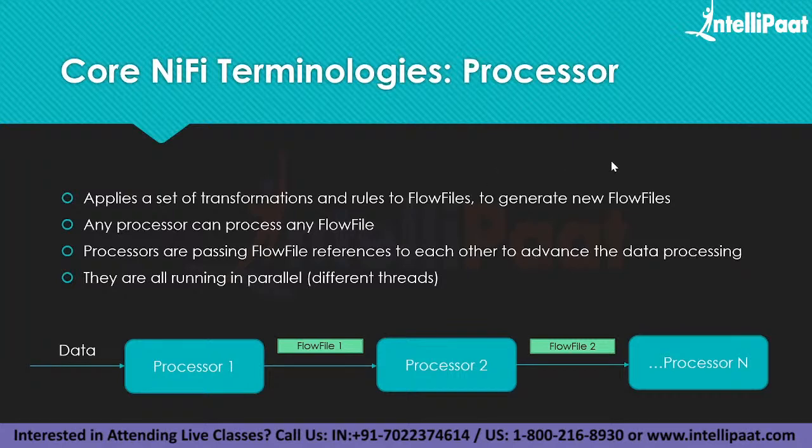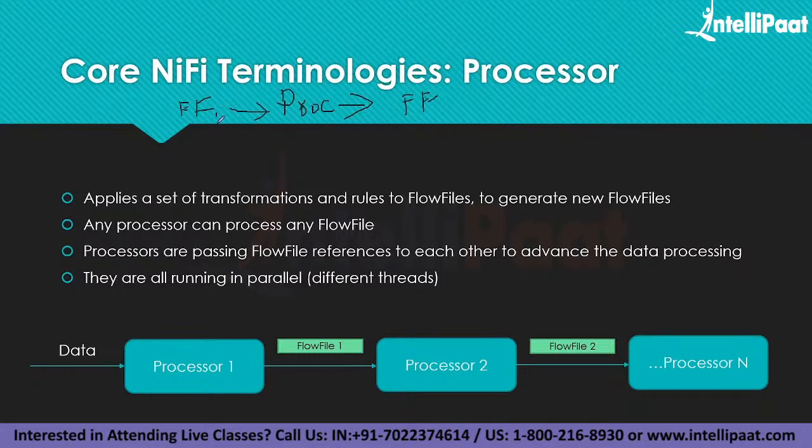Okay, let me make use of a pen here. So what happens, guys? Let's say you have a flow file here, and you also have a different set of processors here. So these processors come into the picture. Now this processor transforms the data, does some sort of ETL processing, and makes use of some expression language commands, which we will discuss. Now it converts it into the next flow file.